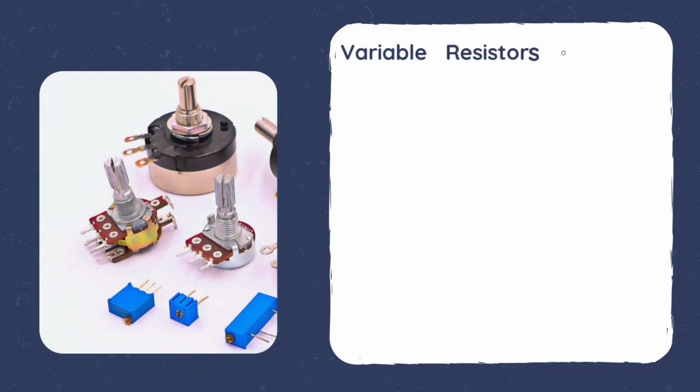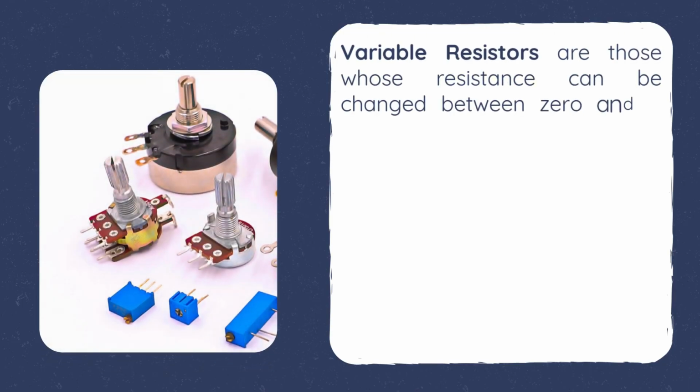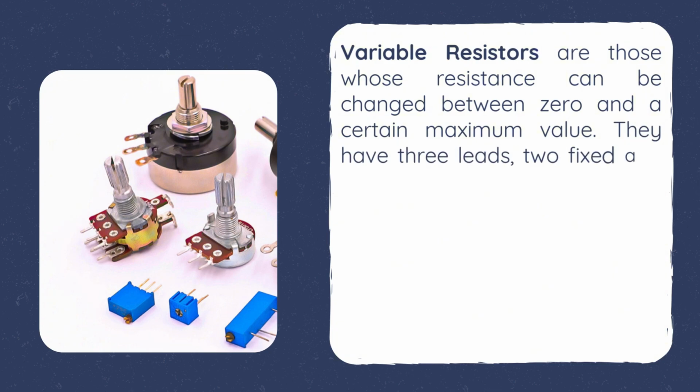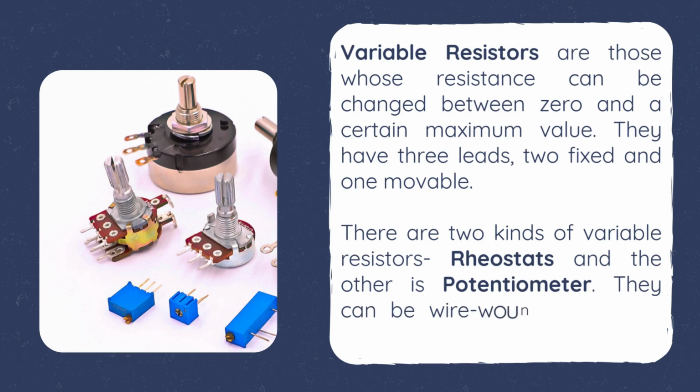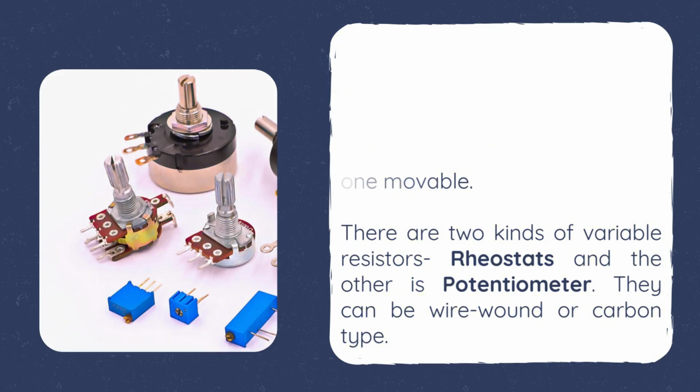Now let us see the variable resistors. The variable resistors are those whose resistance can be changed between 0 and a certain maximum value. They have 3 leads, 2 fixed and 1 movable. There are 2 kinds of variable resistors. One is the rheostat and the other is the potentiometer. They can be wire wound or carbon type.